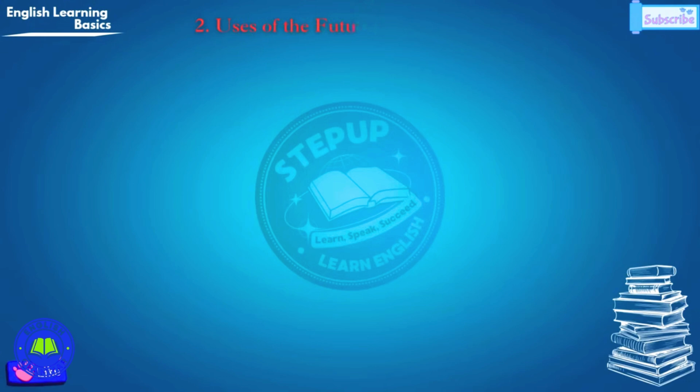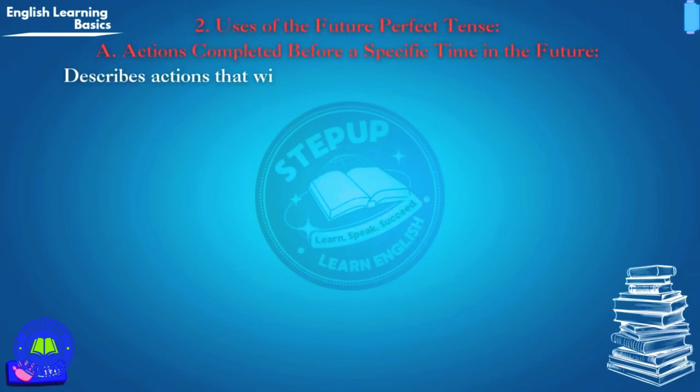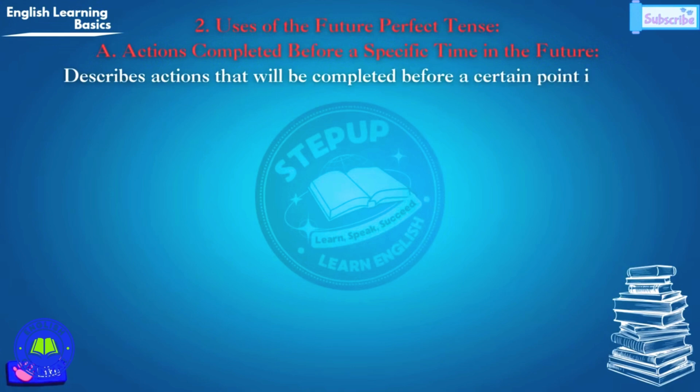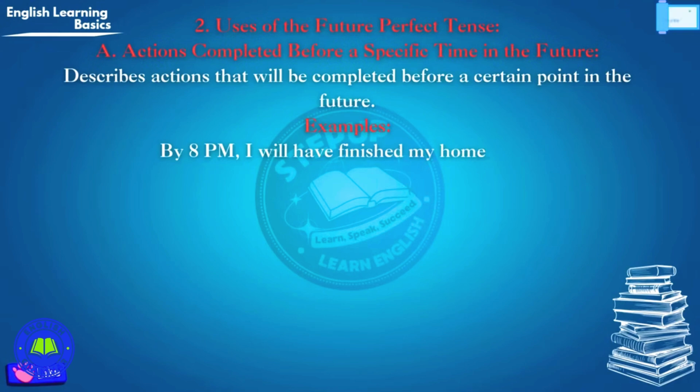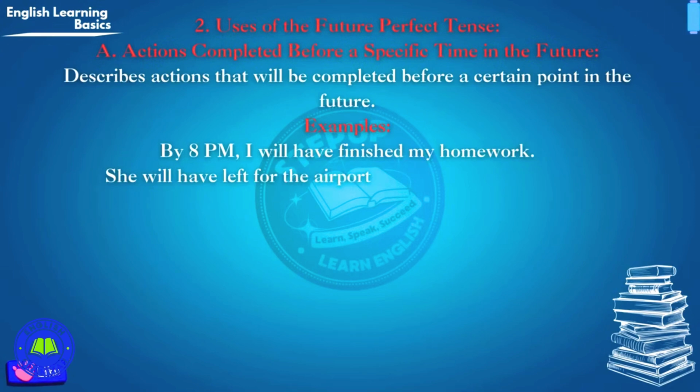2. Uses of the future perfect tense. A. Actions completed before a specific time in the future. Describes actions that will be completed before a certain point in the future. Examples: By 8 p.m., I will have finished my homework. She will have left for the airport by the time you get home. They will have moved into their new house by next month.